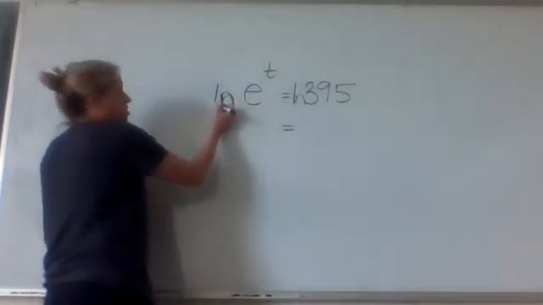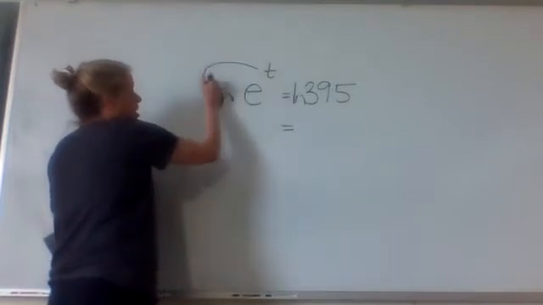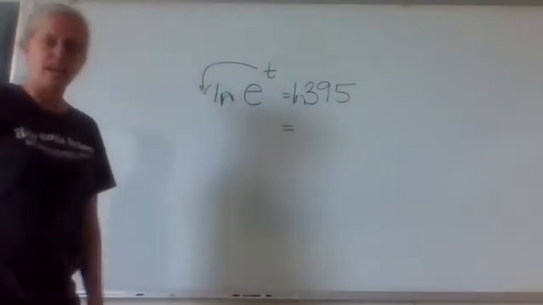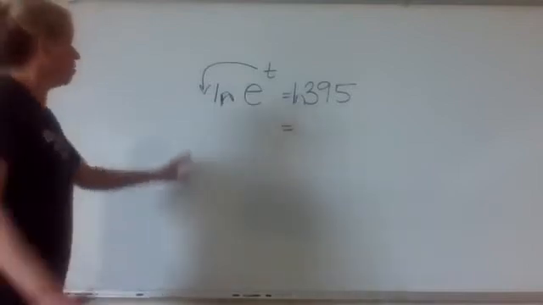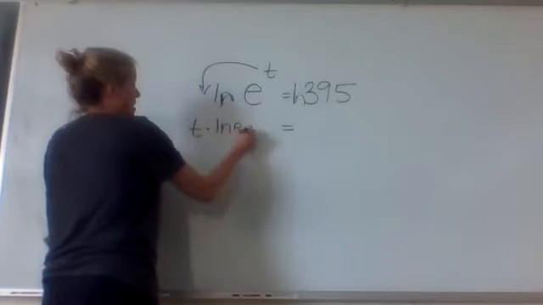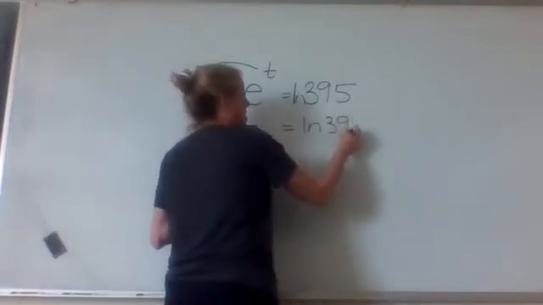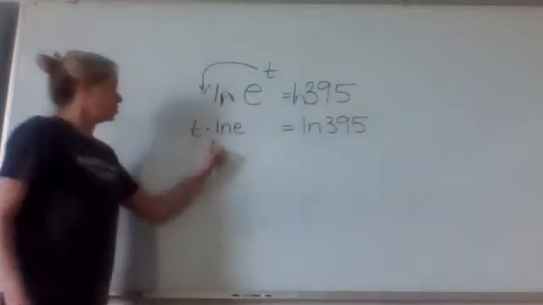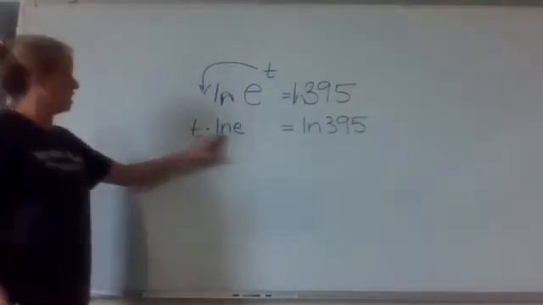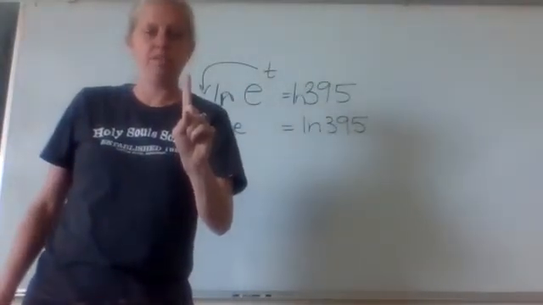Just like logs, this is a log, right? That's just log base e, or the natural log. It also brings the exponent down. So on the left, I have t times ln e. On the right, I have ln 395. Here's why we want to ln both sides, because ln e is equal to 1.